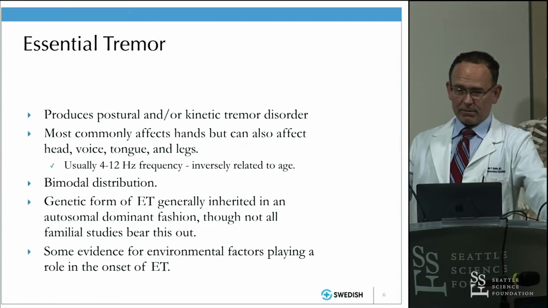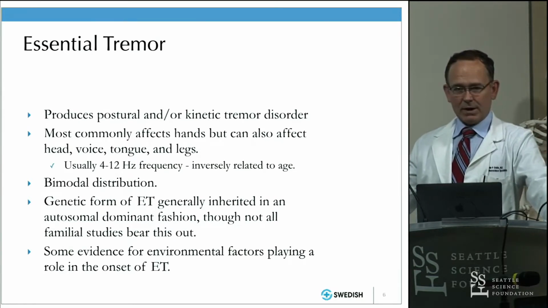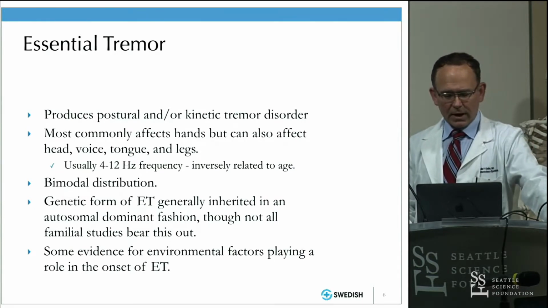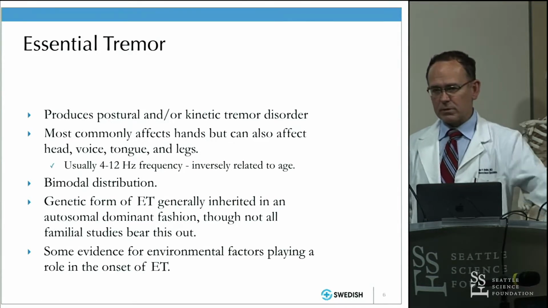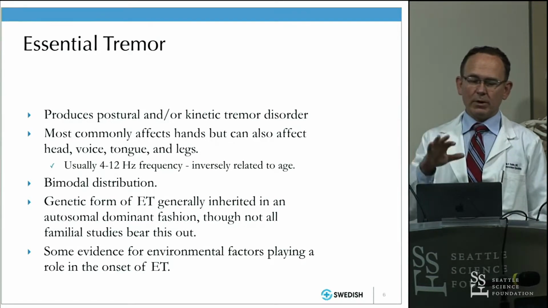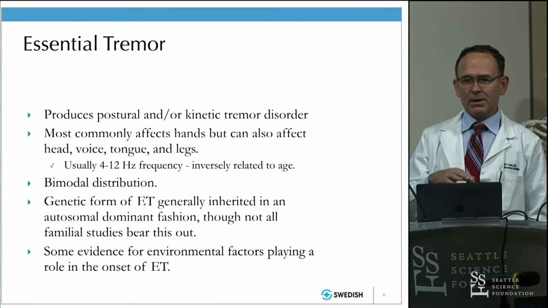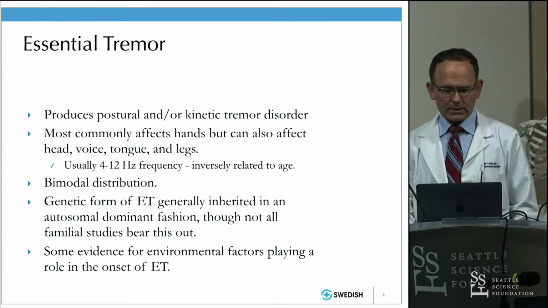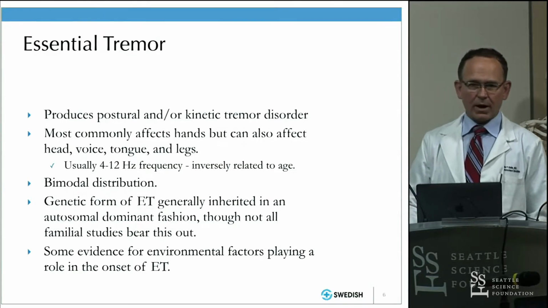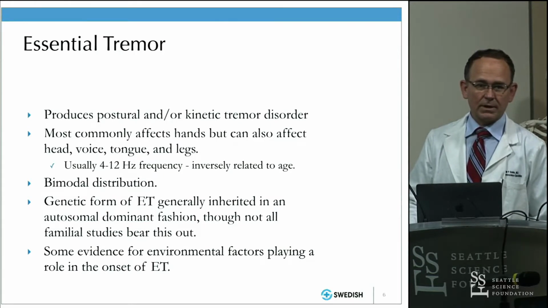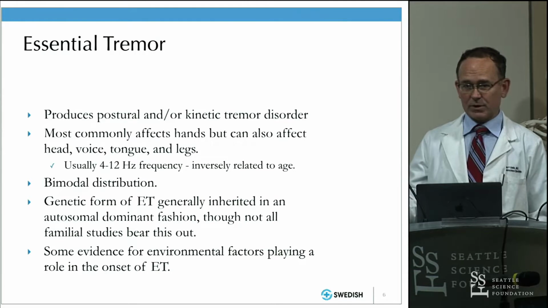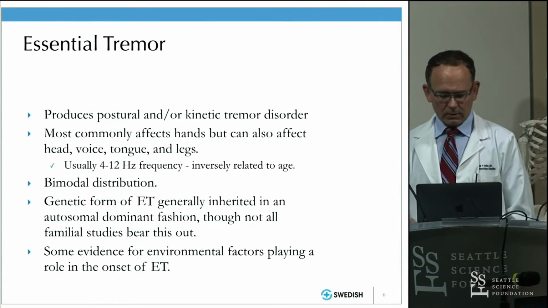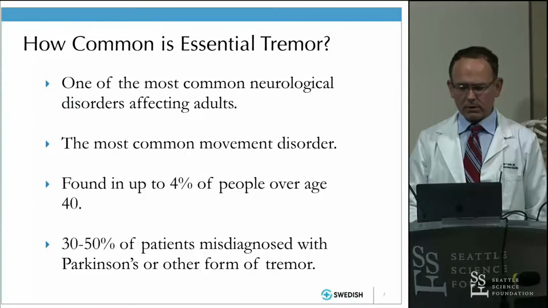There is a certain frequency from 4 to 12 hertz, tends to be faster in the younger population, and as we get older, the oscillations slow down. It is seen in a bimodal distribution, so there's a familial tremor that often will present very early, and then familial or sporadic tremor can present later in life. It is inherited in an autosomal dominant fashion in about half of patients, and it is sporadic in the other half. So family history is incredibly important, but just because there is no family history doesn't mean they don't have essential tremor. And there are some environmental factors that I'll talk about.